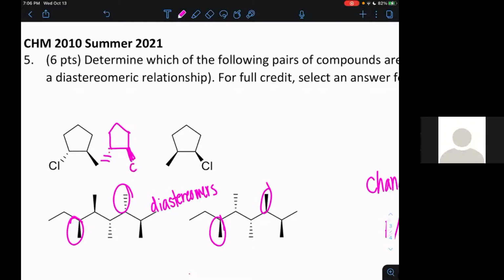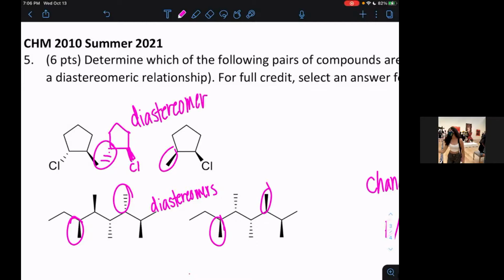So Cl would be on the wedge. Okay, yeah. So if you look at it that way, then it's also a diastereomer. So only one changed, I think. I think that's what we're supposed to do with these things. That makes sense as to why those other ones were too.